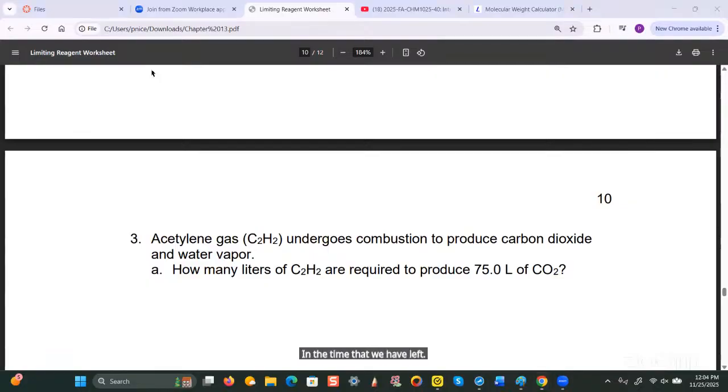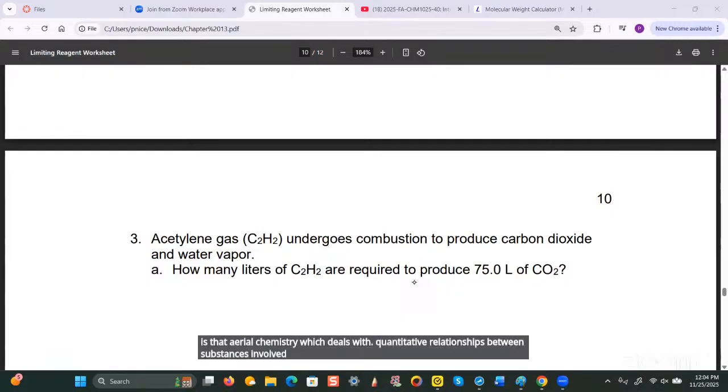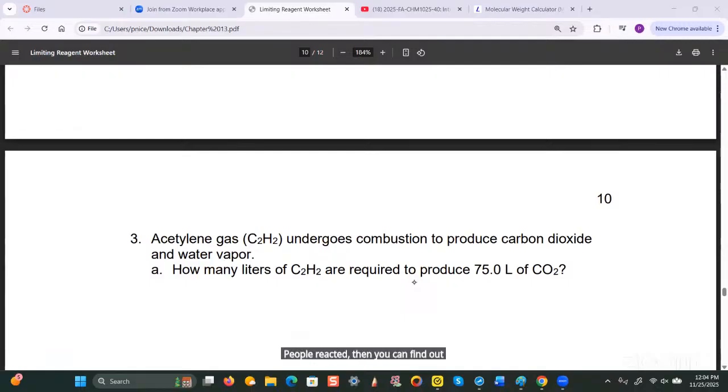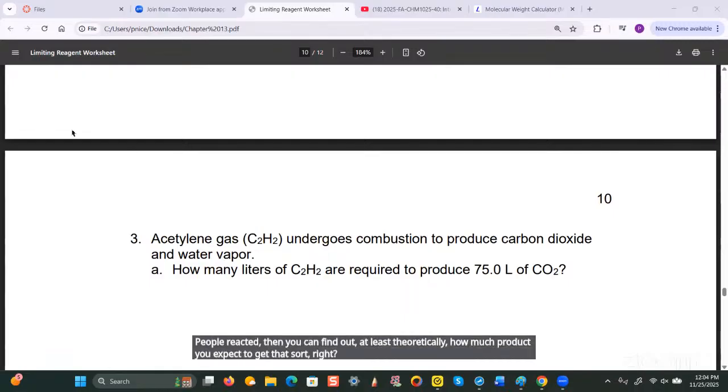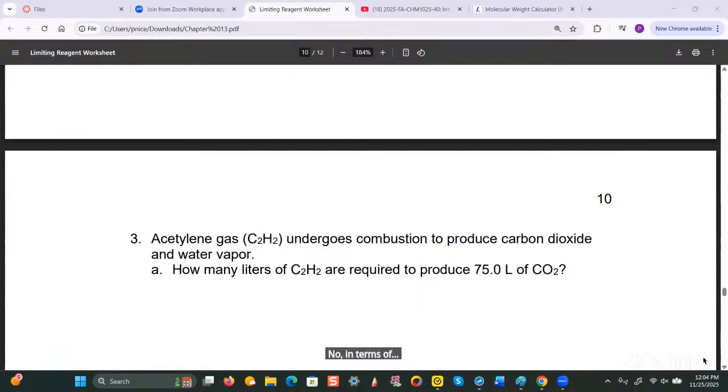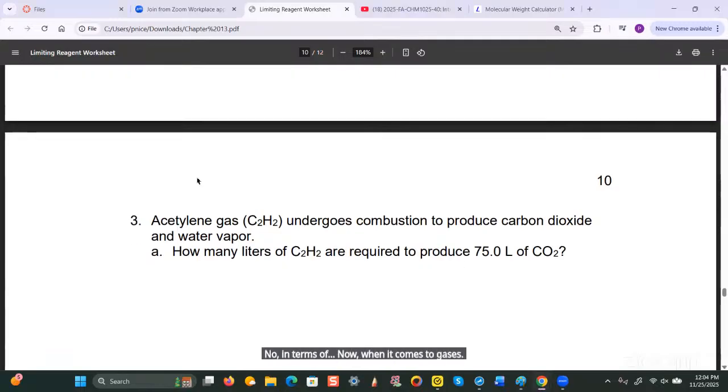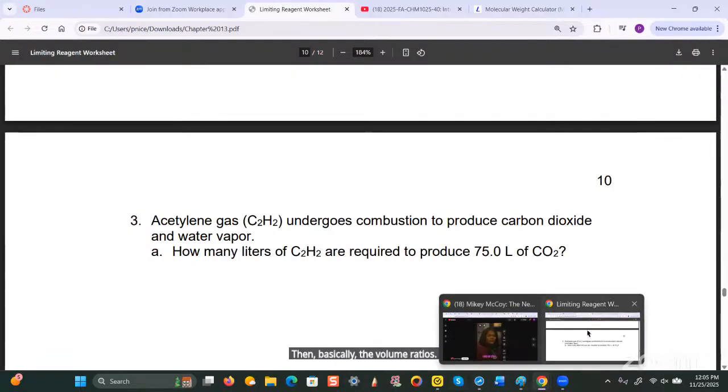So question number 3 deals with what is called gas stoichiometry, right? Basically, stoichiometry, if you remember from before, is that area of chemistry which deals with quantitative relationships between substances involved in an equation. So if you're given a certain amount of a particular reactant, then you can find out, at least theoretically, how much product you expect to get and so on, right? Now, it turns out that when it comes to gases, if the temperature and pressure are the same for all the gases, then basically the volume ratios would mirror the mole ratio. So let me give an example.